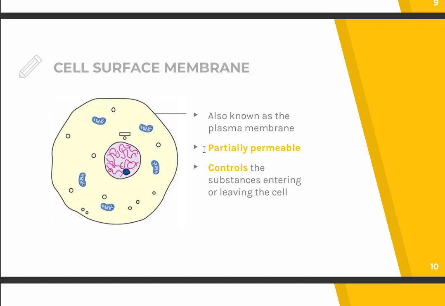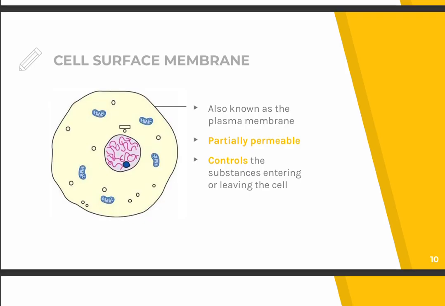Secondly, it is partially permeable. What do you understand by the word permeable? Permeable means something which has pores inside, through which something can go in and out. So partially permeable means that it has a few holes in it, which will allow things to come in and go out. So if I conclude, it controls what substances are going to enter the cell and what substances are going to leave the cell. Let's move on to the next part.